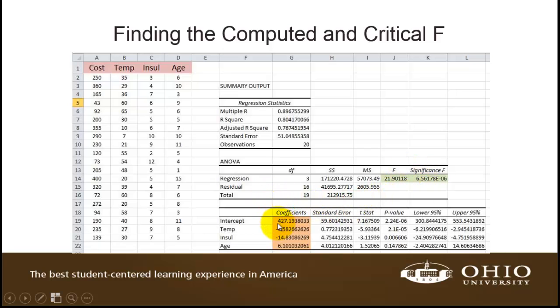If we move on down, this would be the regression equation given the current independent variables being included in the regression equation. So the intercept would be 427. The coefficient for temperature is minus 4.5, which indicates an inverse relationship. Insulation is minus 14.8, which also indicates an inverse relationship, and we saw that when we looked at the correlation coefficients, and age would indicate a positive relationship.